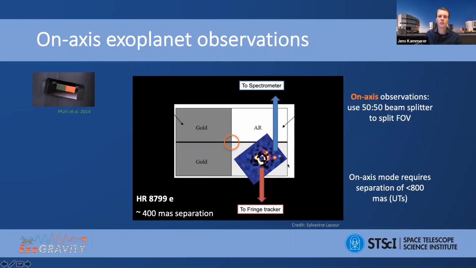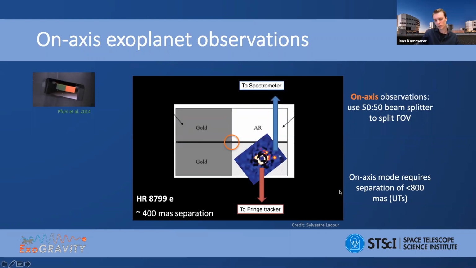For this, also the separation between the two must be less than 800 milliarcseconds, so you cannot observe all exoplanets with this technique. But of course, the disadvantage here is that you lose about 50% of the light from the planet because you use this beam splitter.